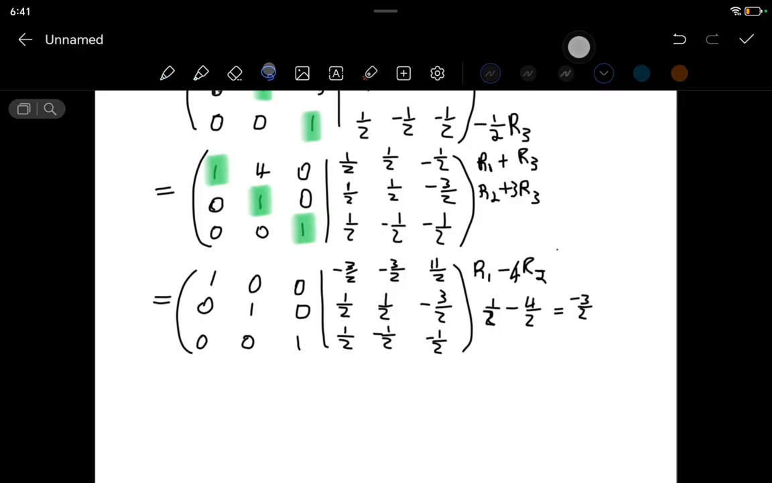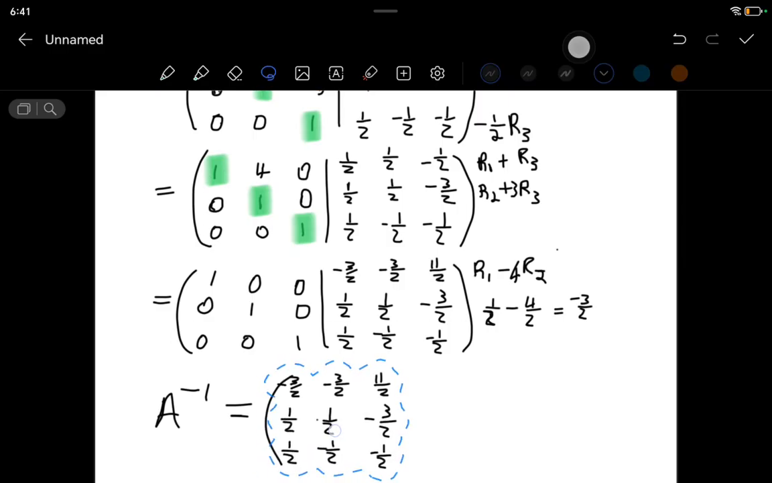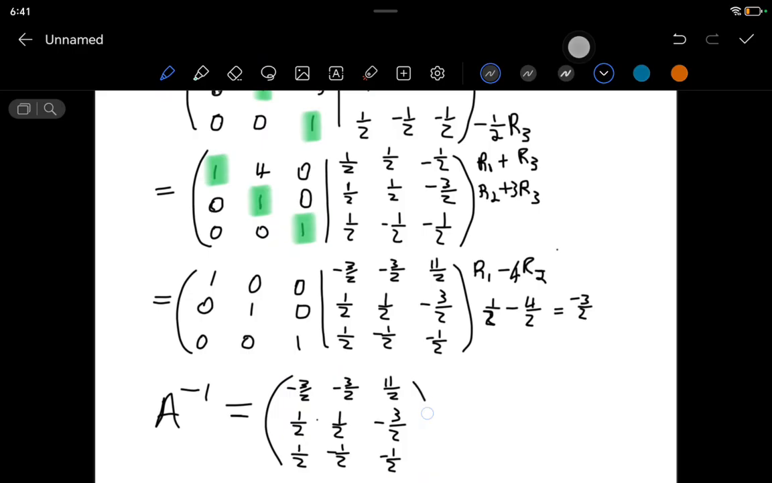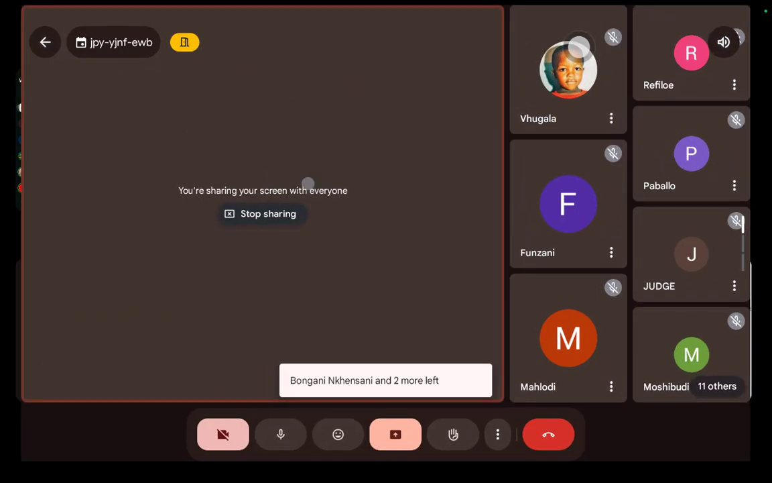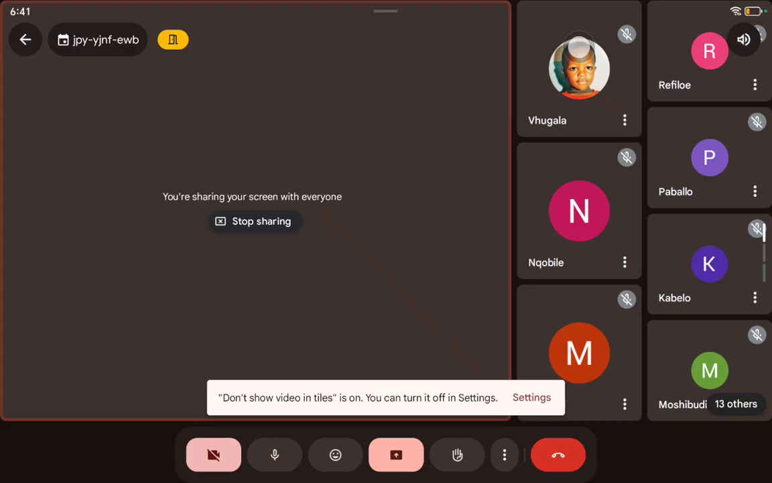So it means that when we check here, this is the matrix, the inverse matrix. If we check, then this will be the inverse matrix. You see, right? Then we are done now with finding the inverse matrix using Gauss-Jordan elimination. Any question? Anyone with a question? If you have any question, you can ask.